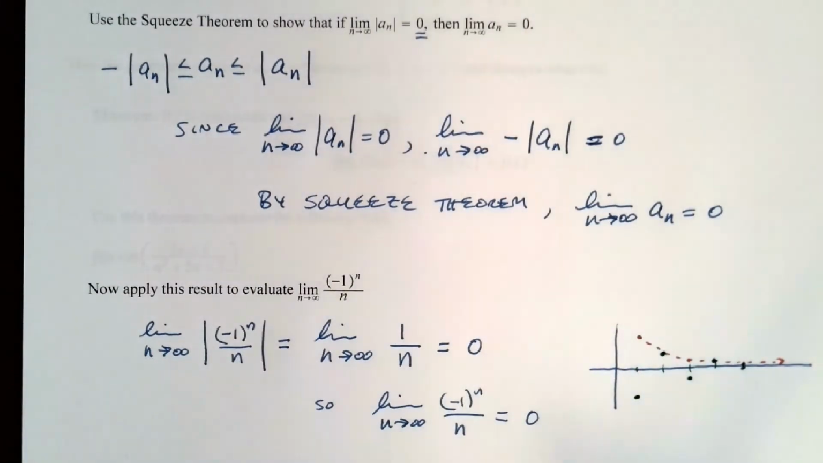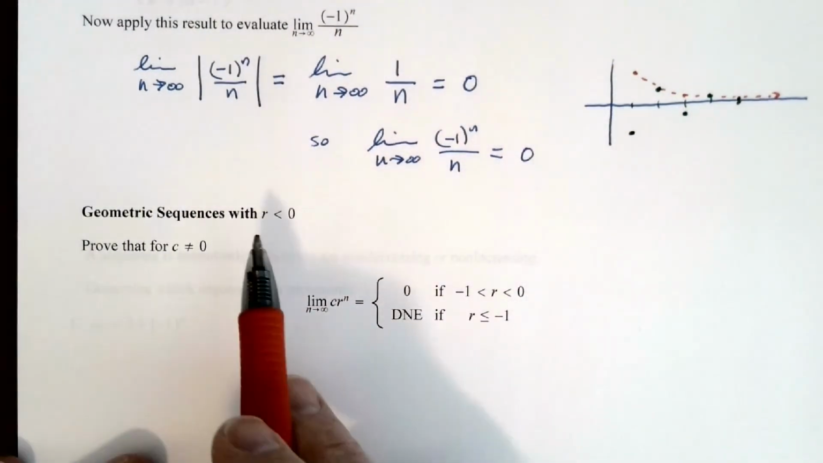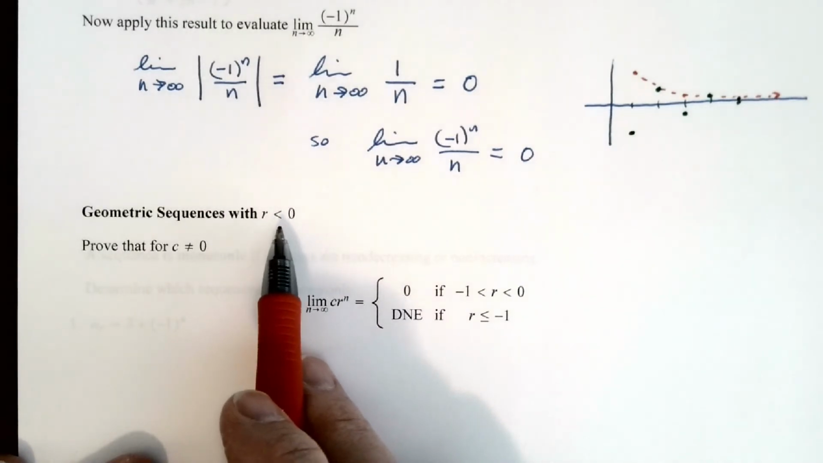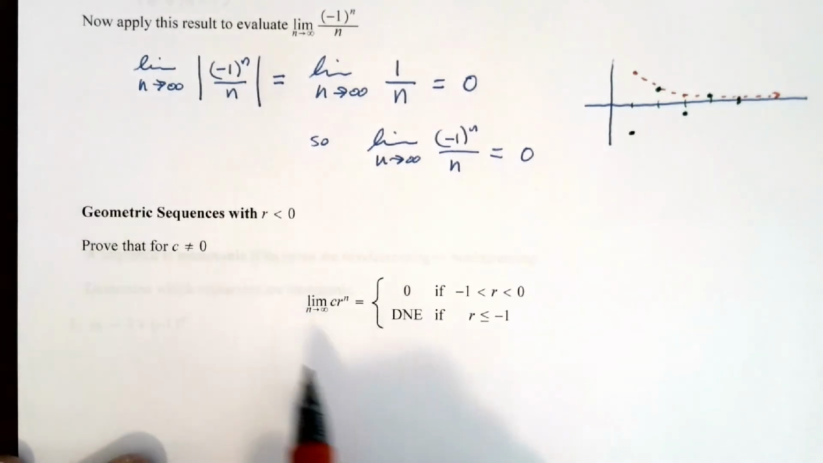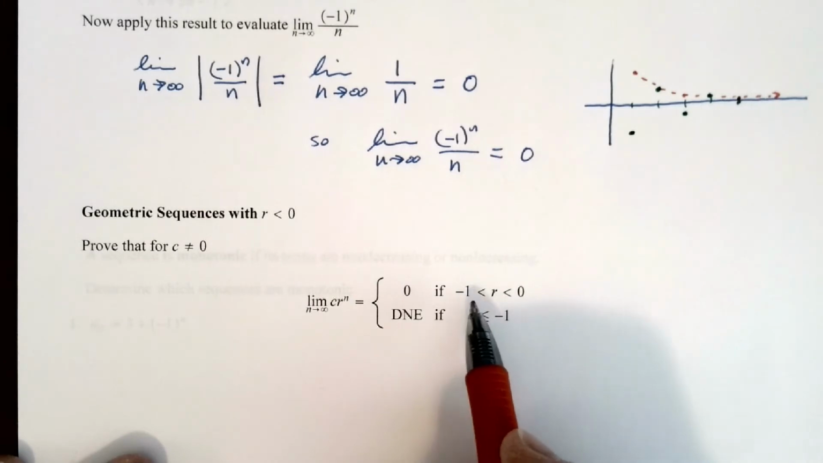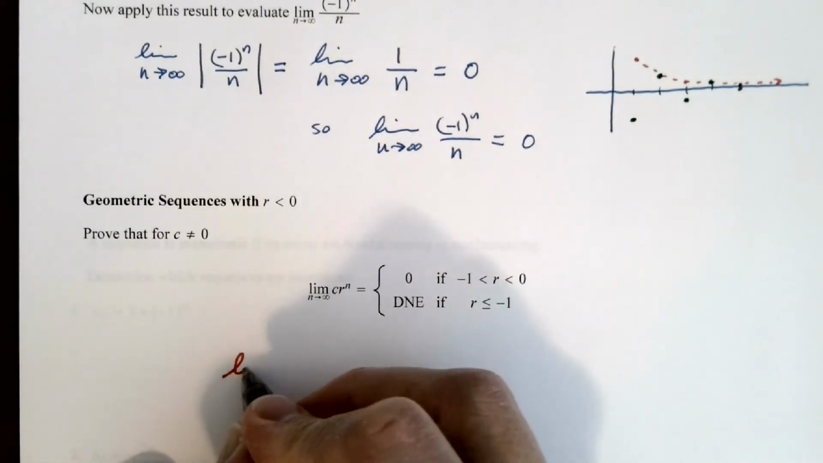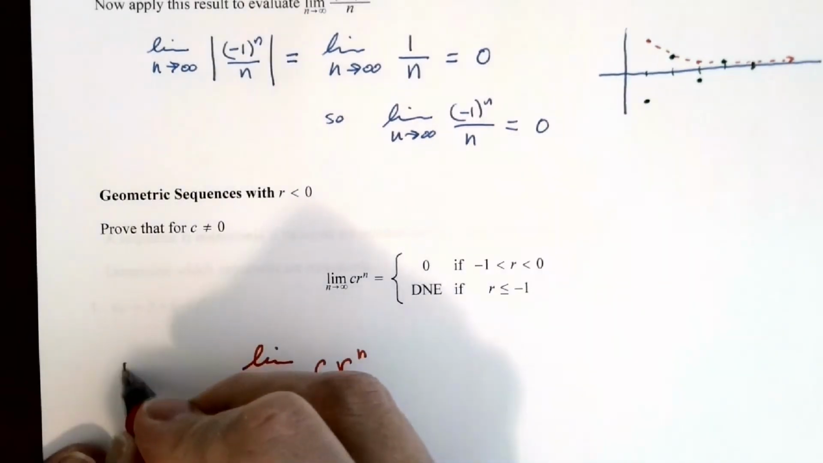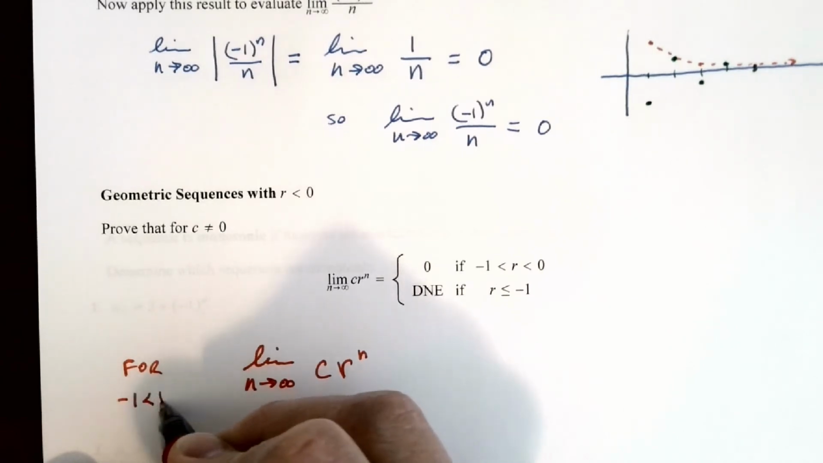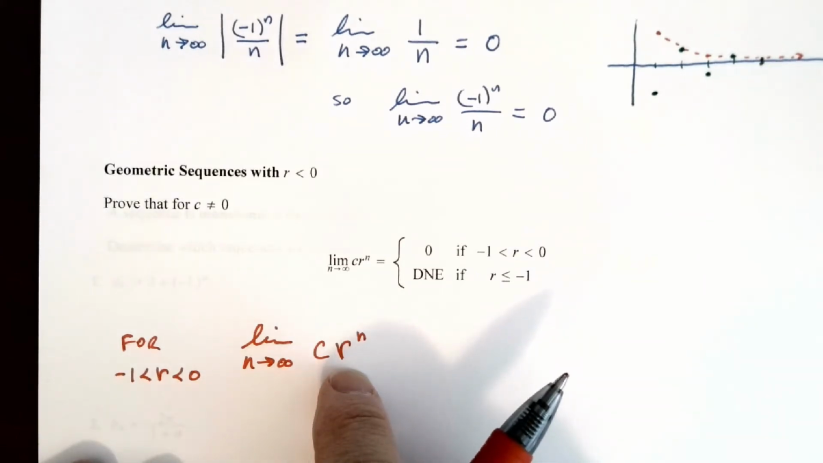And so with that, we can now say the following. Let's go and finish out our geometric sequences. We did r greater than or equal to zero. Now what's happening if r is less than zero? Okay, well, if c is not equal to zero, again, then for values of r between negative 1 and 0, the limit is going to be 0. And why is that? So if I take a look at the limit as n goes to infinity of c r to the n for these values of r, then what's going to happen, right? Say r is like negative 1 half.